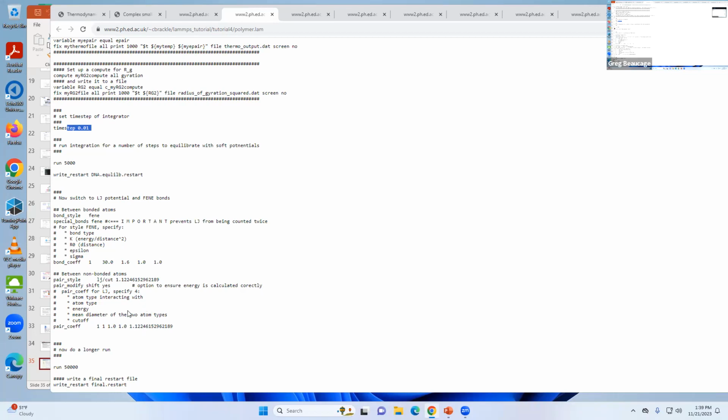The 6 part isn't having much effect, right? It means it'll run faster. And then do a longer run, 50,000, printing every 1,000. So the first one is 5,000, the actual run starting with the soft potential, then it's going to do the Lennard-Jones until it goes to 50,000.